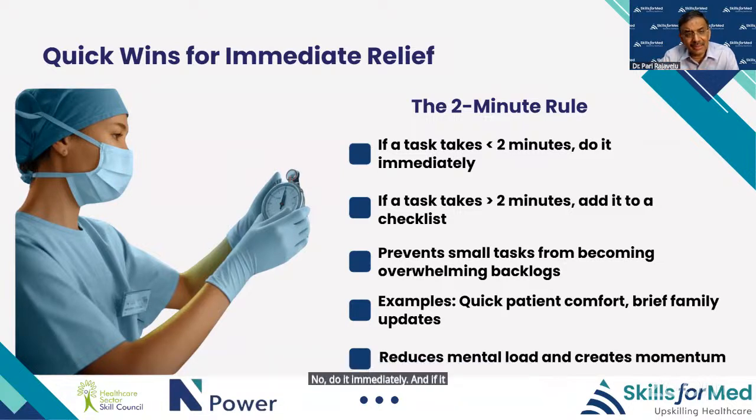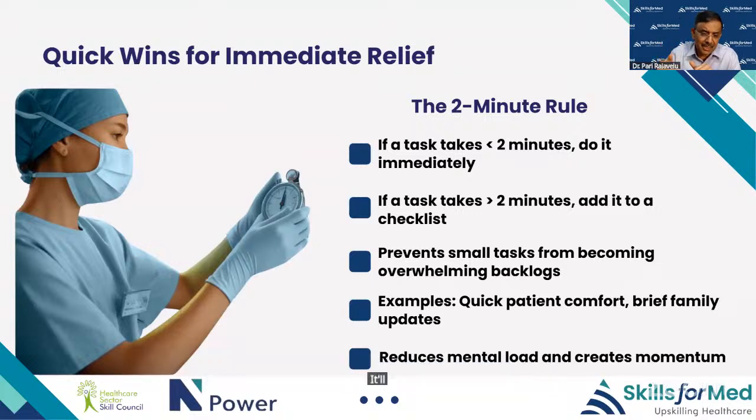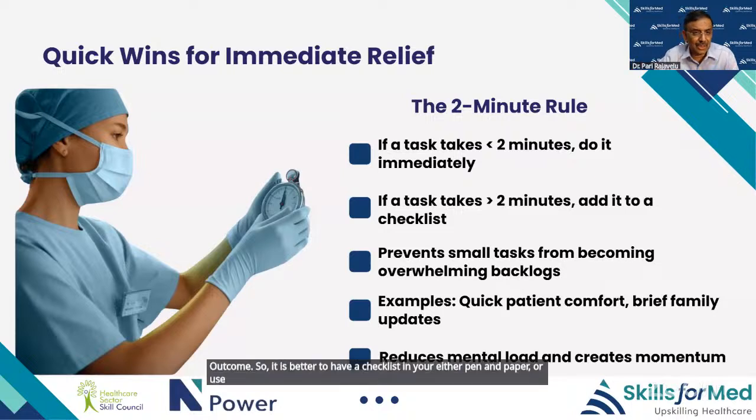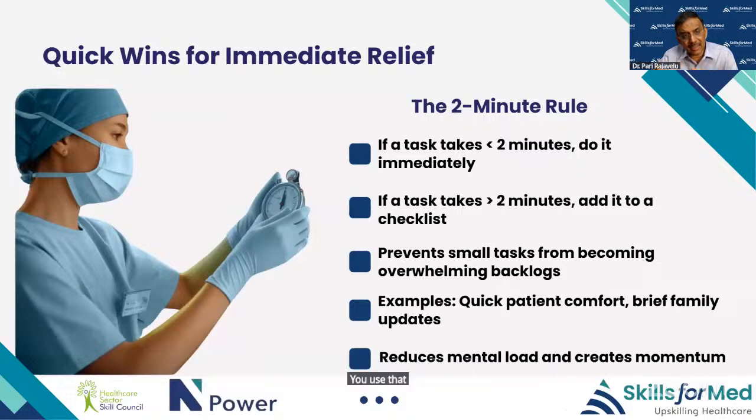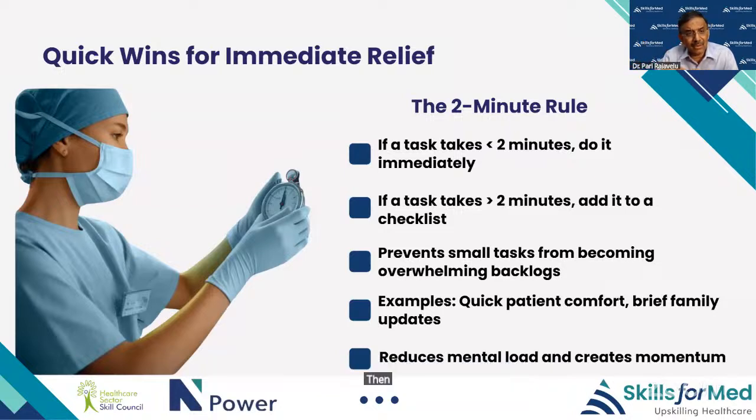And if it is going to take more than 2 minutes, usually it will not be a single task. It will probably be 2 or 3 steps to achieve that particular outcome. So it is better to have a checklist, either on pen and paper, or use your digital apps, whatever is comfortable for you. Very, very important, this 2-minute rule, and it makes you very efficient. It prevents small tasks from becoming an overwhelming backlog. If you keep on adding, then it becomes a lot of tasks to do at the end of the day.